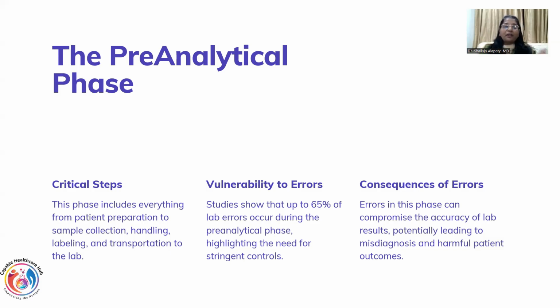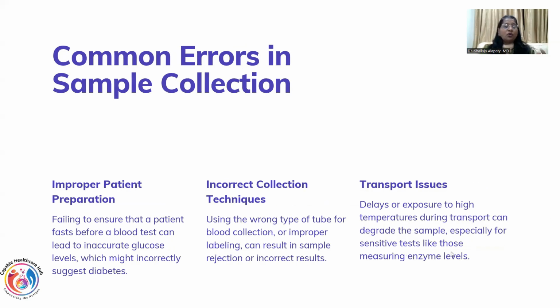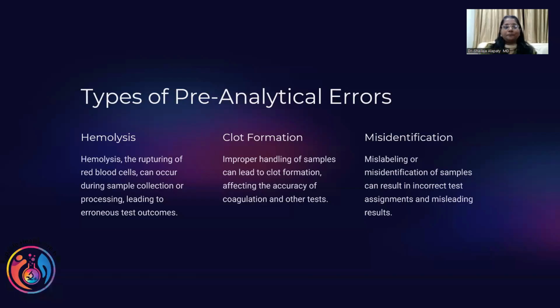And like I said, 65% of the errors occur here. And because of the errors, misdiagnosis is harmful. So improper patient preparation, incorrect collection techniques, transport issues, everything is a matter of concern. We have to address it. Now, types of errors. As I told you, what we don't see and what we see.